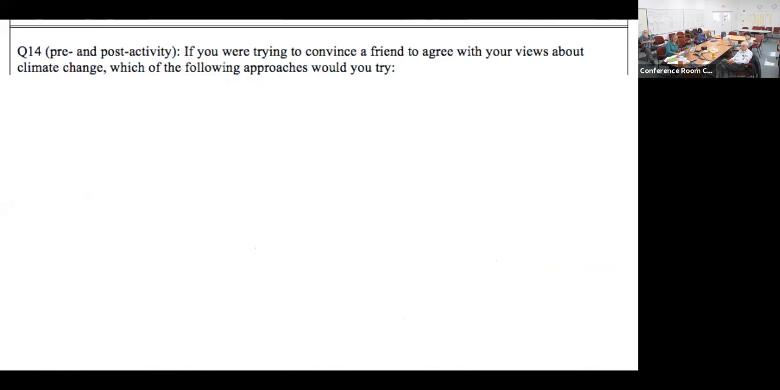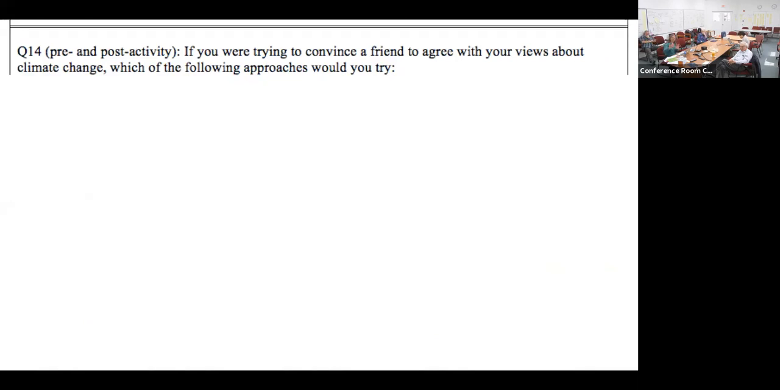This was on the pre and post surveys. If you were trying to convince a friend to agree with your views about climate change, which of the following approaches would you try? This followed after a whole long series of questions about their attitudes, about what they believed about the climate change causes and climate change consequences. So they had to select which of a collection of statements best matched their own ideas or beliefs.